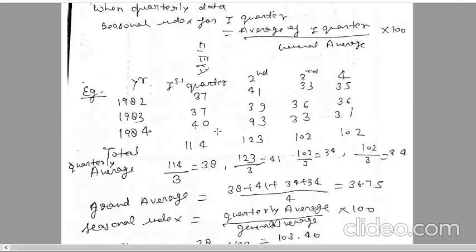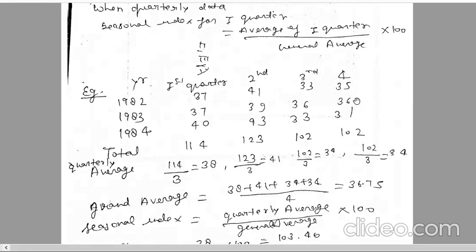The years given are 1982, 1983, 1984, with first quarter, second quarter, third quarter, fourth quarter. That means you are dividing your data quarterly. Now, for the first quarter, you will find your seasonal index. The total is 114 divided by 3, so it will be 38. For the second quarter, you find your average, so 41. For the third quarter, 33 plus 36 plus 33 divided by 3, so you get 34.